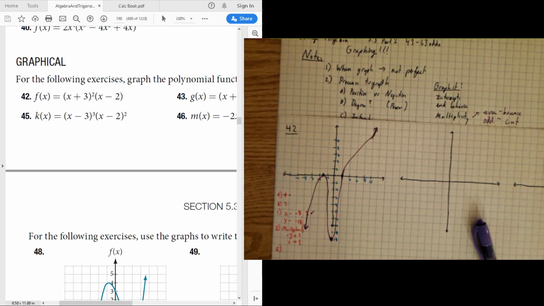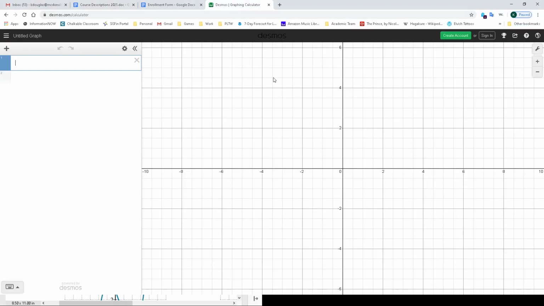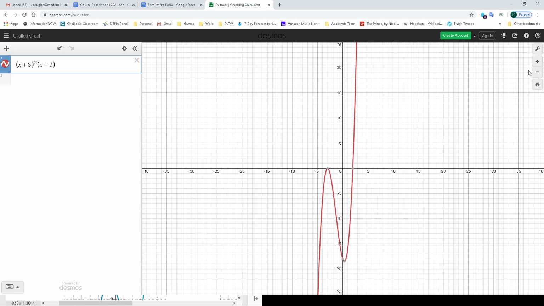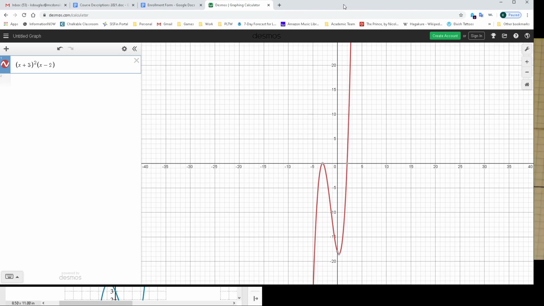Now, to illustrate just how good this process is, allow me to show you what this function looks like in its actual form. So I'm going to pull up Desmos on my computer. There we go. In Desmos, I have the function (x plus 3) squared times (x minus 2). If we zoom out, yeah, I mean, let's compare that side by side.